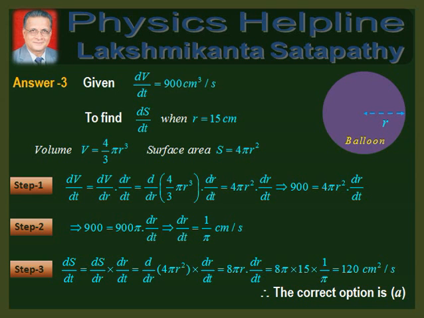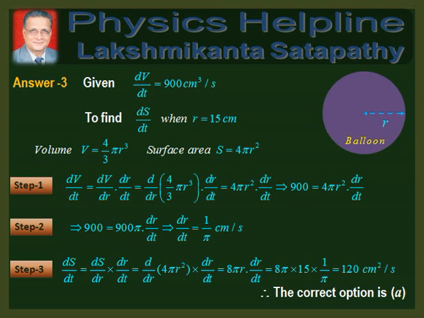Now, d by dr of 4 by 3 pi r cube is equal to 4 pi r square. Therefore, we have dV by dt is equal to 4 pi r square into dr by dt. Putting dV by dt is equal to 900 cm cubed per second, we get 900 is equal to 4 pi r square into dr by dt. We are required to find the rate of change of surface area when r is equal to 15 centimeters. Therefore, in the second step, we put this value of r to get 900 is equal to 900 pi into dr by dt, which gives dr by dt is equal to 1 by pi centimeters per second.